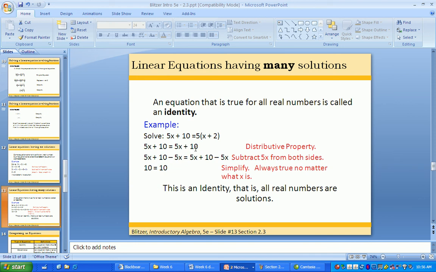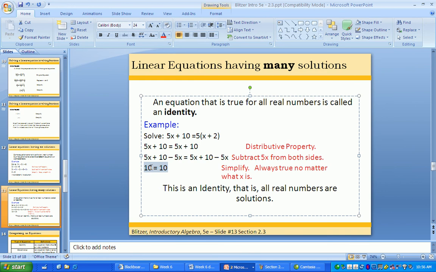What this tells us is any number you put in here will make this equation true. Okay, so every number is a solution, not just one particular one. So anytime you get something like this at the very end, that means every number is a solution. And we could have noticed up here that we could have stopped here and said, yep, 5x plus 10 is equal to 5x plus 10. Oh, we don't have to go any further because they're exactly the same.